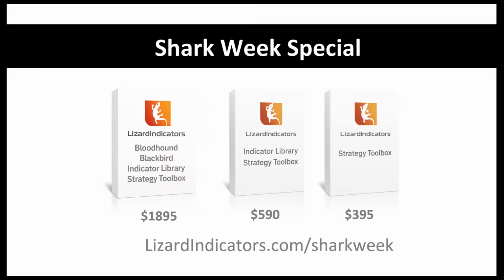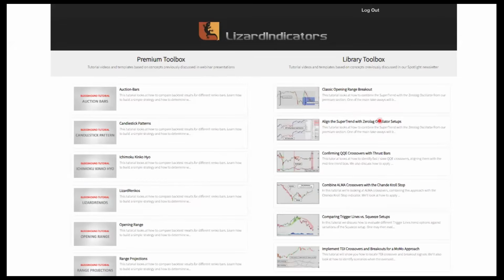Dimitri asks, what is in the toolbox? So we have, like I mentioned, the 2 sections. You have the library toolbox, and these are based on prior posts. So we've been talking about the QQE and the super trend and the opening range breakout. This was the crossover that we went over today. And so basically this is where we show how to put together a few conditions to create the strategy.